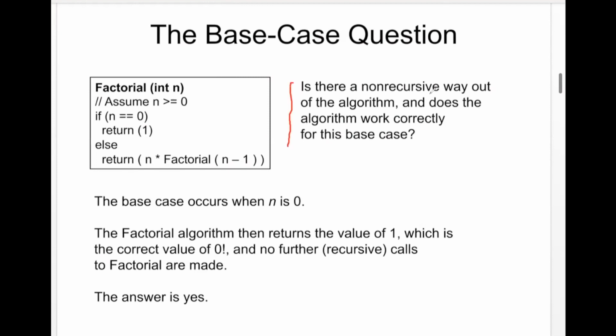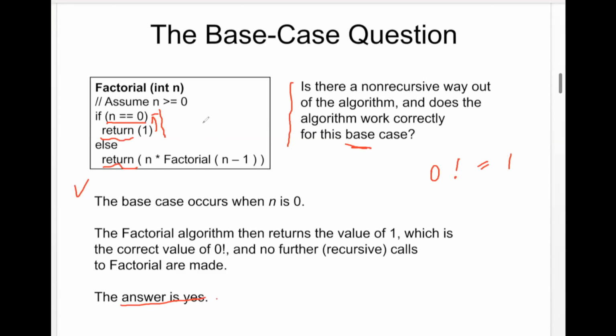Is there a non-recursive way out of the algorithm, and does the algorithm work correctly for this case? This base case is the termination point. Let's say you have a factorial problem: if n equals 1, return 1. What is 0 factorial? 1, right? So we know in this case it must return. There needs to be a return path. Otherwise, this recursion goes on infinitely, and memory consumption runs out at the end. The base case occurs when n is 1 or n is 0. So the answer is yes. Will this ever stop? Yes, when n equals 1, you can't go on anymore, you return it.